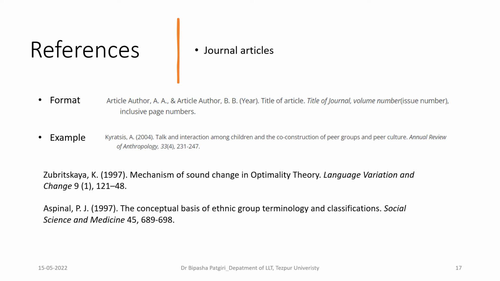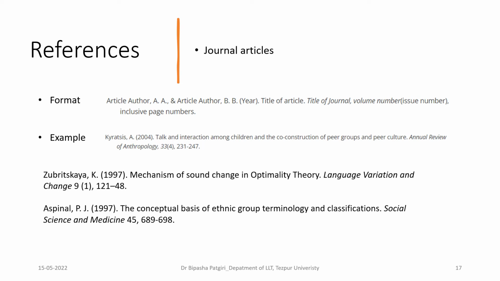You can see journal articles are also written in the same way: author's last name followed by author's first name's initial, then the year of publication, name of the article, and then the name of the journal in italics. Remember, both book name and journal name should be written in italics. Then you have to cite the volume number, and within parentheses you should write the issue number.